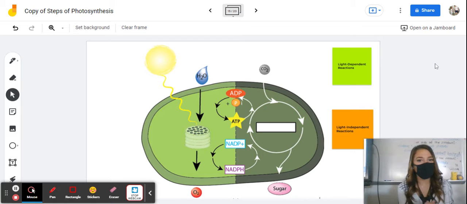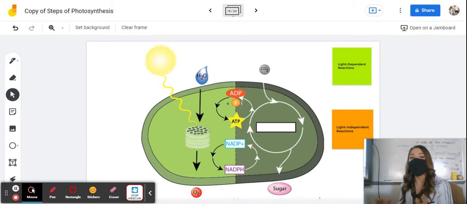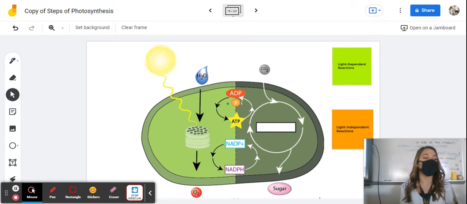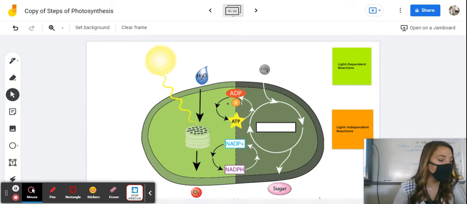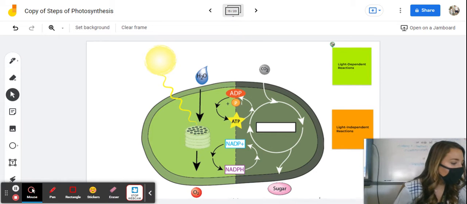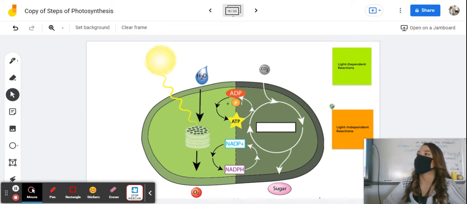So let's label this picture. If you guys were going to tell me which side of this chloroplast shows you the light dependent reactions versus light independent reactions, I want you to move your little sticky notes. If you want it to be in front of the picture, you just have to click these 3 dots and click order and click bring to front. I don't really care if it's next to it or whatever. Doesn't matter to me. Move your sticky notes.